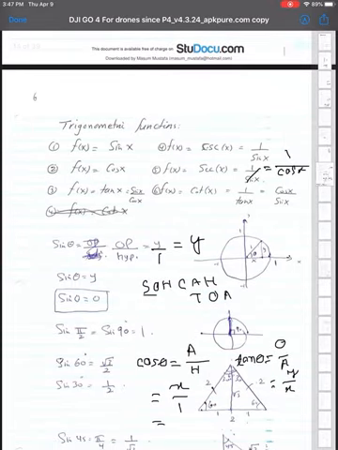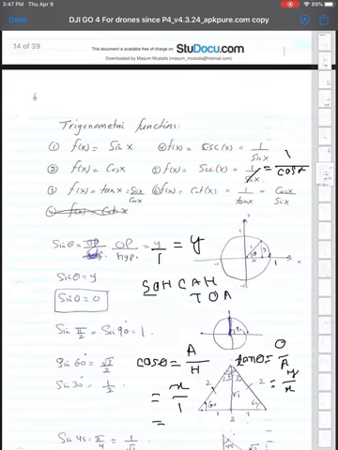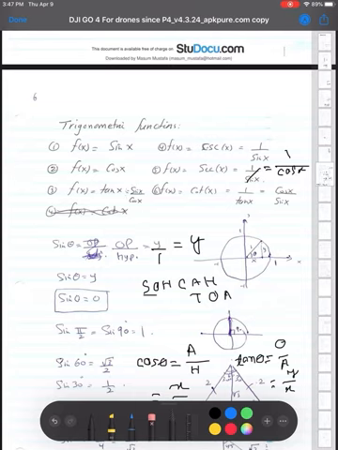Trigonometric functions are sin x, cosine x, tan x, and tan x can be written as sin x over cosine x. The inverse of sin x is cosecant. Cosecant is 1 over sin x, secant is 1 over cosine x, cotangent is 1 over tan x, and can also be represented as cosine x over sin x.